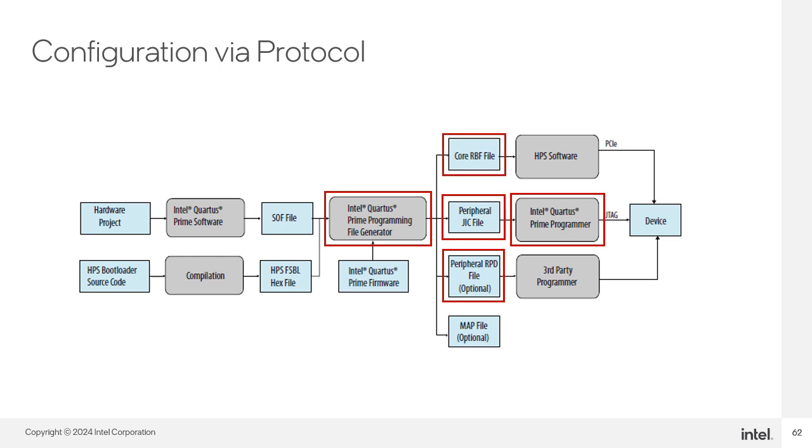Core RBF file, which contains the FPGA configuration data, to be used by PCIe host software later to configure the FPGA fabric. The HPS FSBL is included in the core RBF file. And an optional map file, which describes the actual flash usage in human-readable text format.